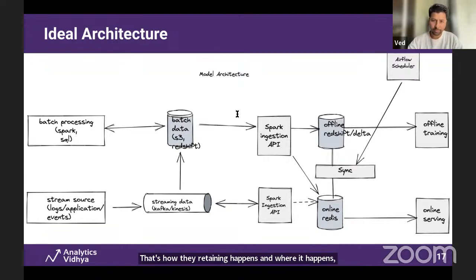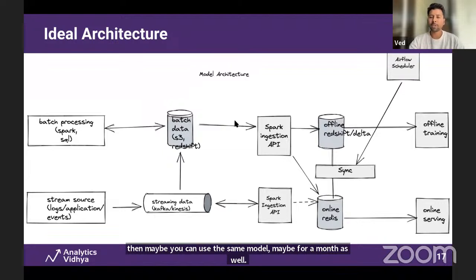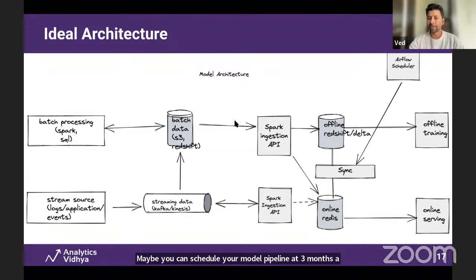How frequently it has to happen. There is no hard rule, but there are signs for when it should happen. When feature drift happens, basically your data distribution has changed. Maybe 6 months ago, your company was operating at a different scale, and now it's operating at a very different scale, so then you need to retrain your model. If your feature drift is not happening frequently, then maybe you can use the same model for a month as well. Maybe you can schedule your model pipeline once a month, and this is how retraining happens.